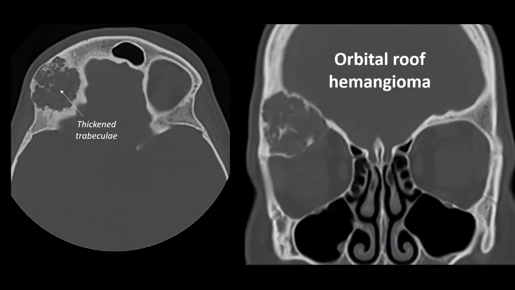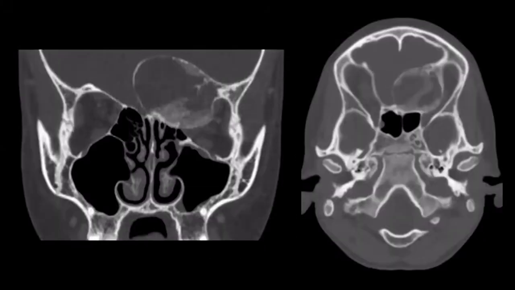Bony hemangiomas look the same in any kind of bone, so the appearance of an orbital bone hemangioma is not different from what they look like in other parts of the body. The same is true for this lesion.